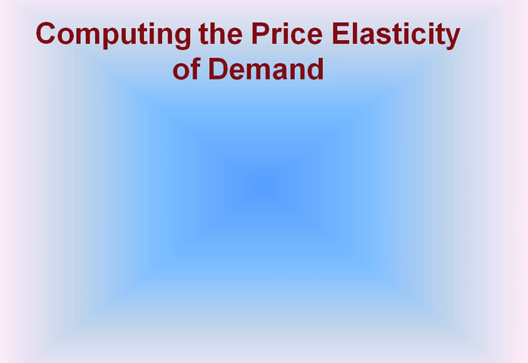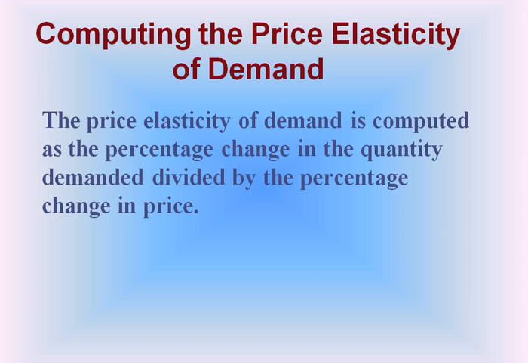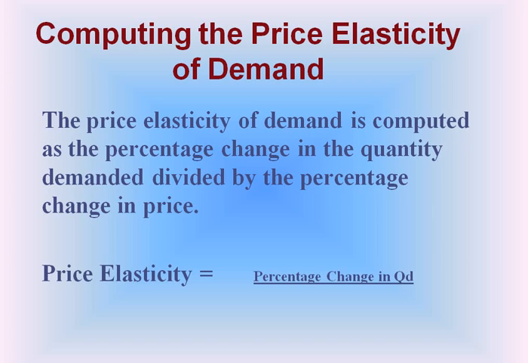Computing the price elasticity of demand. The price elasticity of demand is computed as the percentage change in quantity demanded divided by the percentage change in price, as it is the percentage change in demand due to a percentage change in price. So we are going to put percentage change in quantity demanded in the numerator and percentage change in price in the denominator. Price elasticity is equal to percentage change in QD, quantity demanded, divided by percentage change in price.